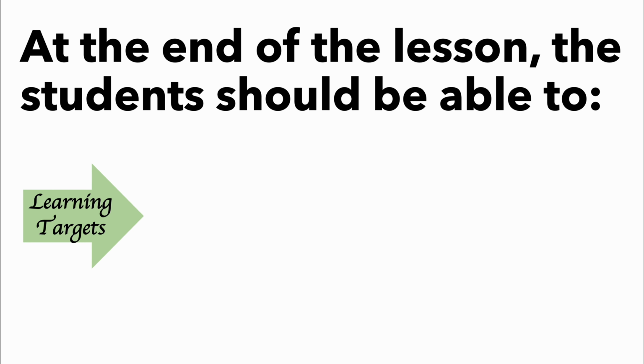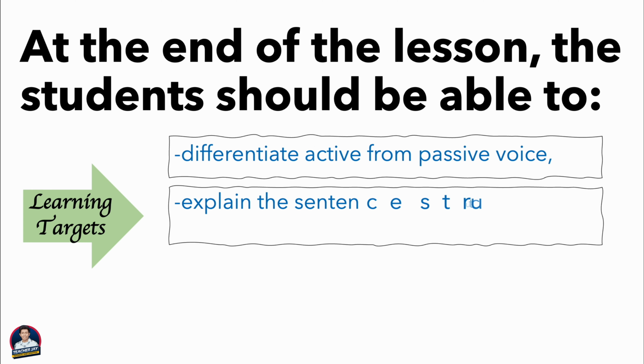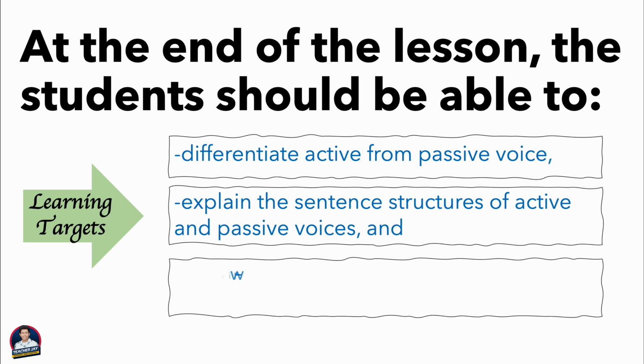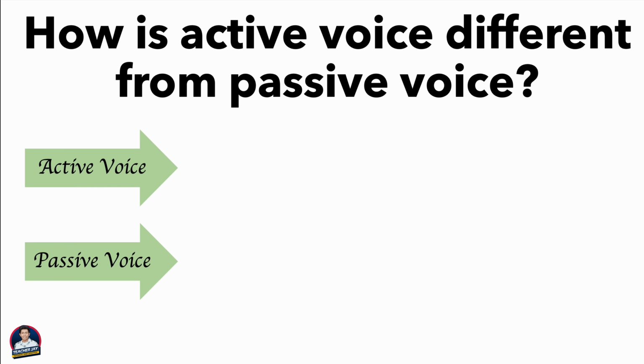At the end of the lesson, the students should be able to differentiate active from passive voice, explain the sentence structures of active and passive voices, and write sentences using active and passive voices in 12 verb tenses. How is active voice different from passive voice?